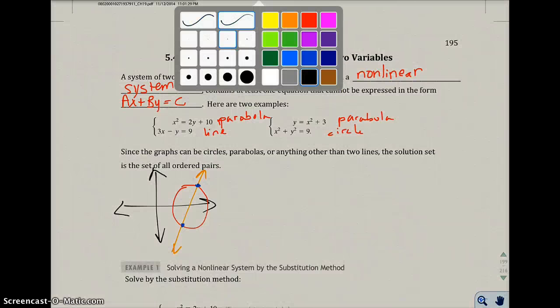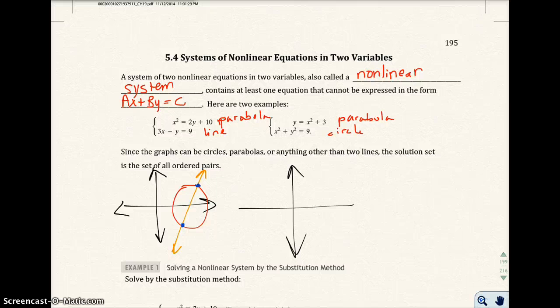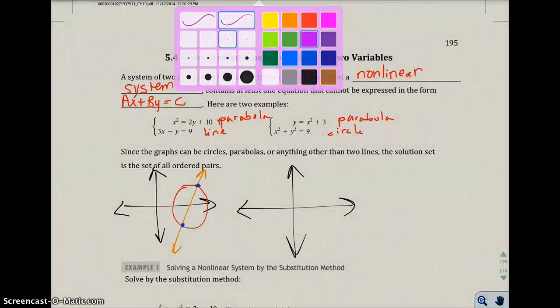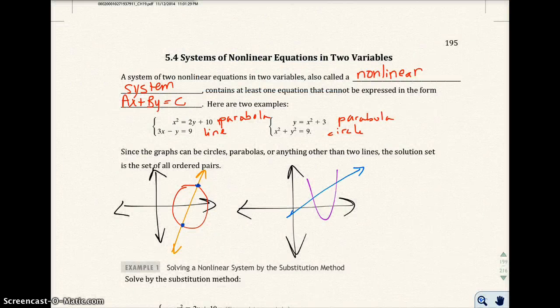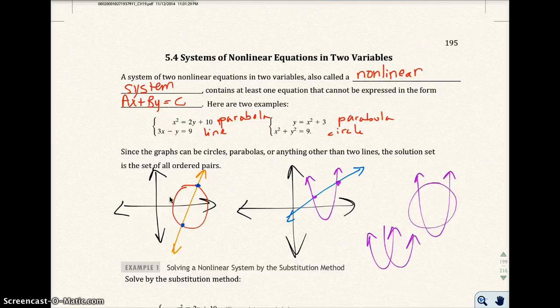I could also have a parabola and a line. The solution set would be these 2 points here. And there are many more cases. I could have a circle and a parabola. I could have parabola and parabola. There's lots of different cases, but I won't draw them all. Anyway, the solution set is a set of all ordered pairs.